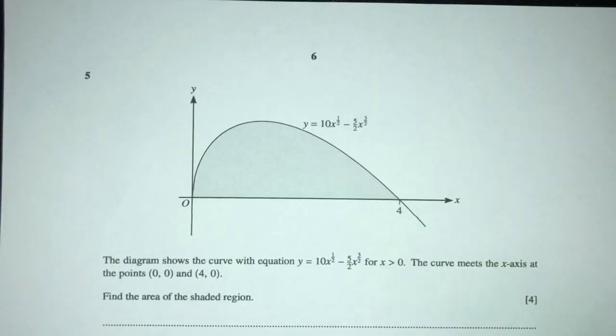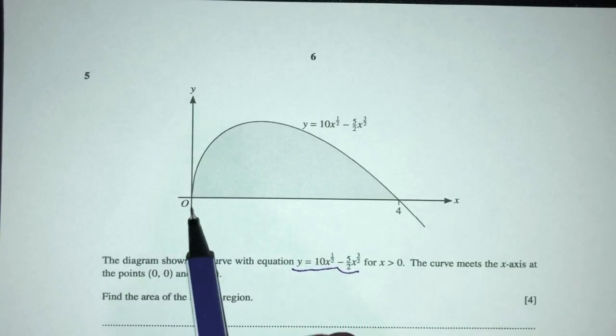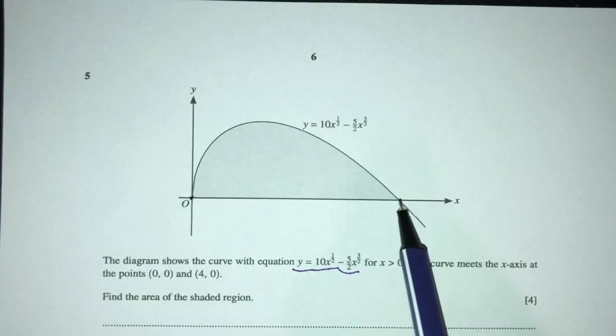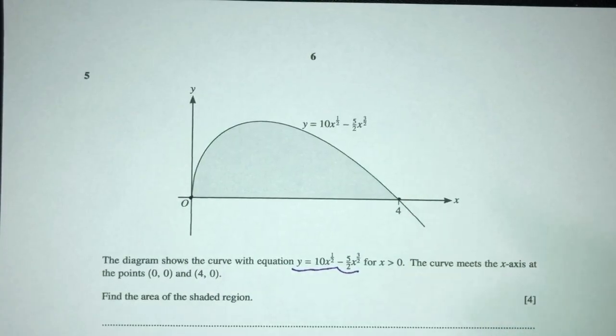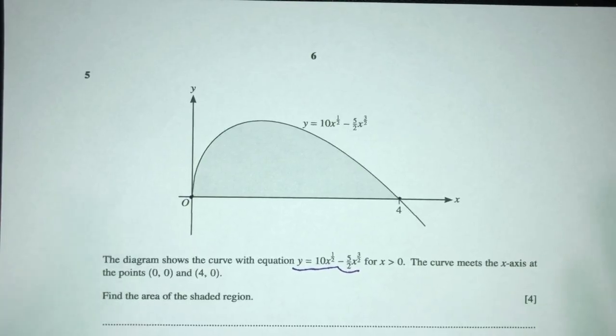Now let's move on to question number 5. The diagram shows the curve y equal to this. So here we have a curve with this equation. The curve meets the x-axis at these points, so we have these 2 points already given to you. Perfect. So we have to find the area of the region. So how do you find area below curve? We use integration, right? You should know by now.